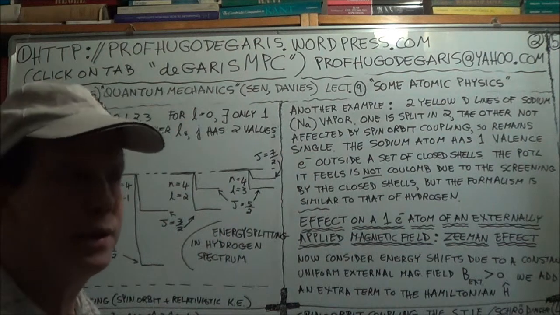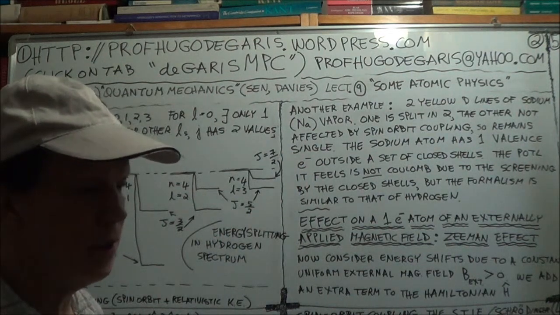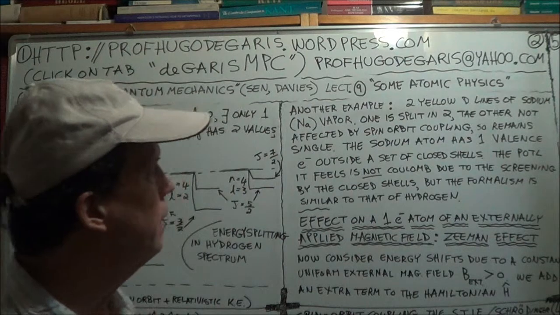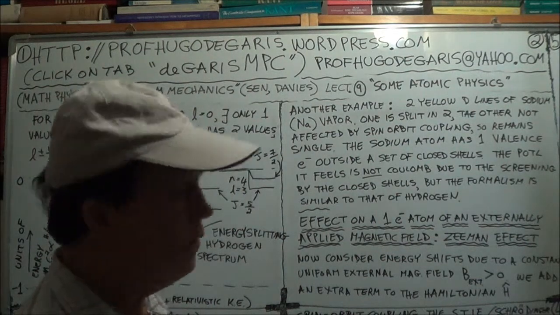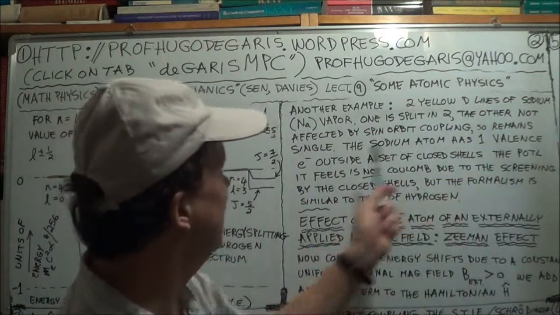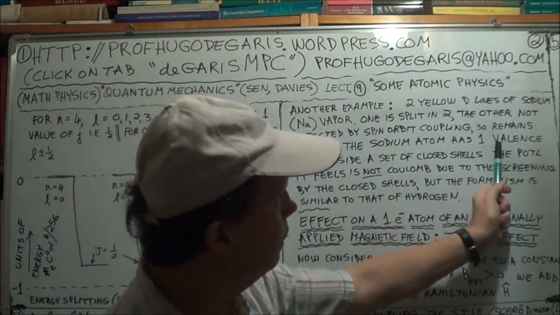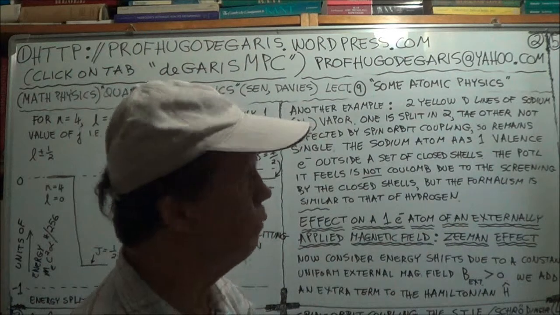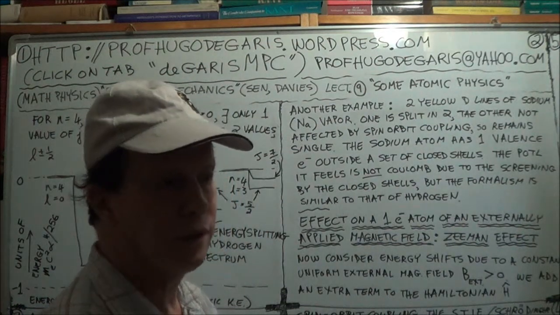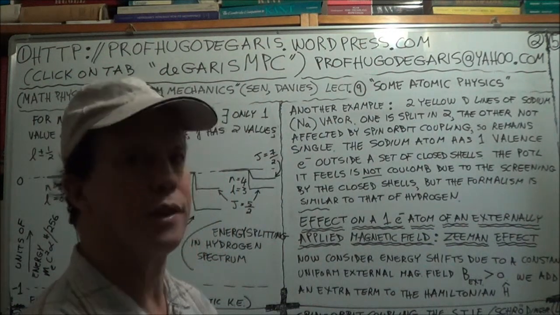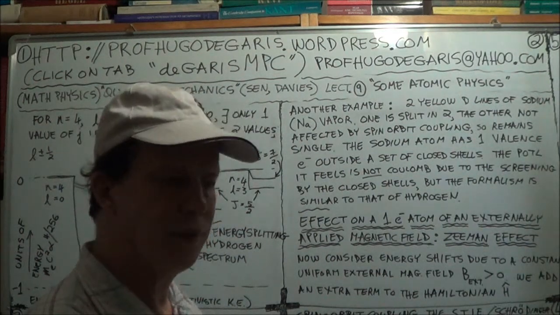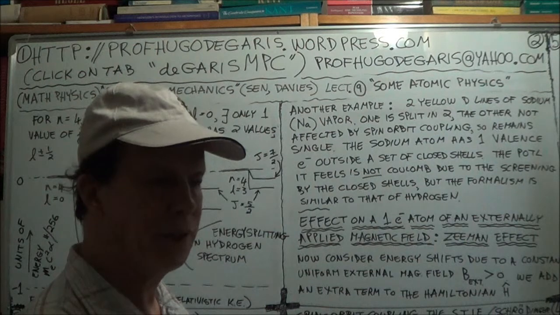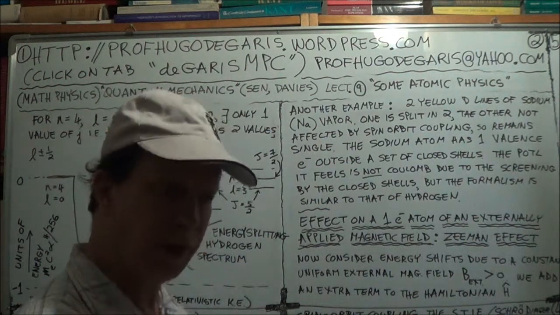And why is that? Well, because in some ways it behaves like hydrogen, because it has one valence electron. I'm not sure if you're familiar with the term valence. Valence electrons are the outer layer, outer shell electrons that take part in chemical bonding with other atoms.